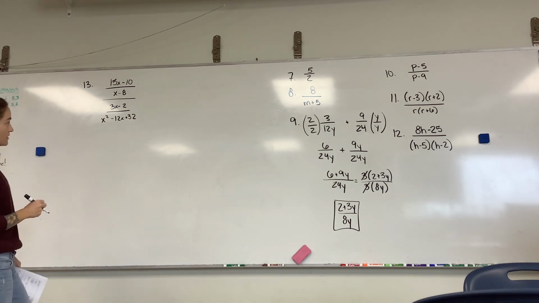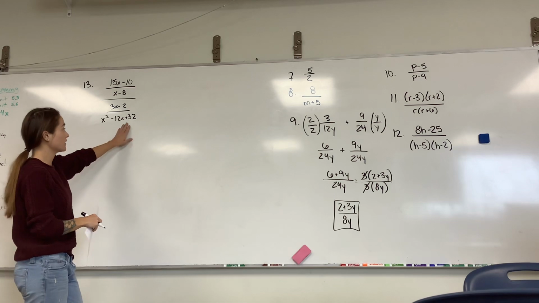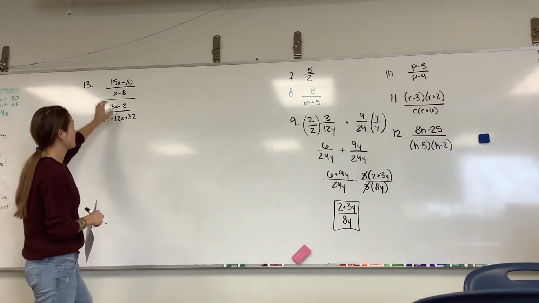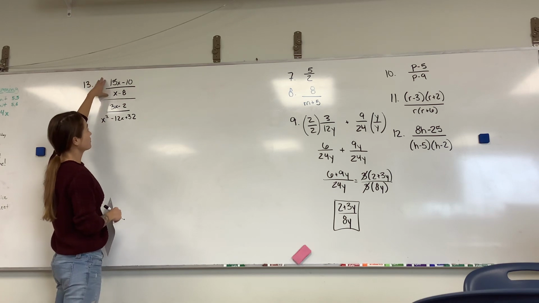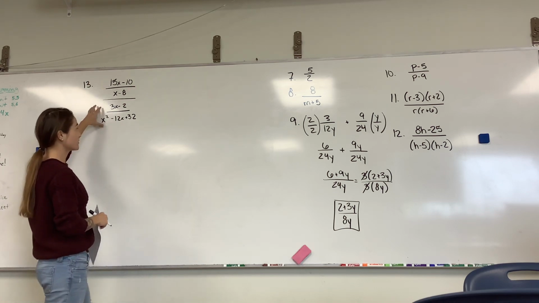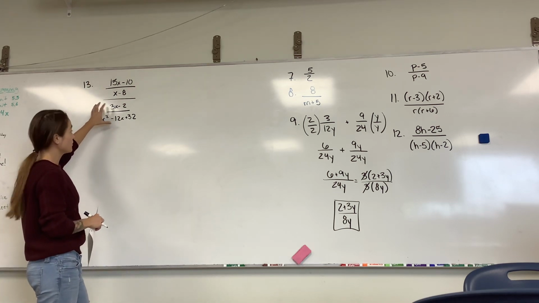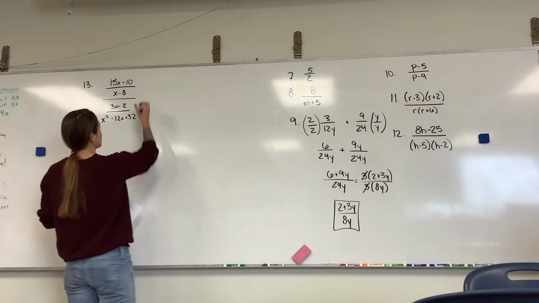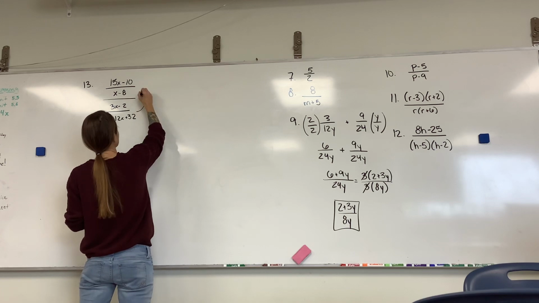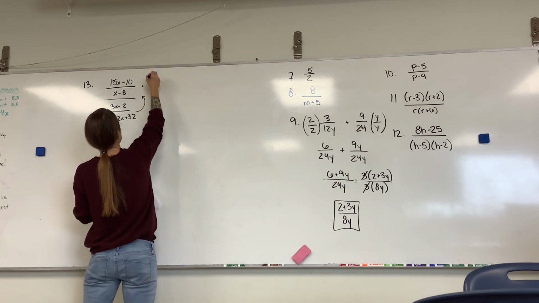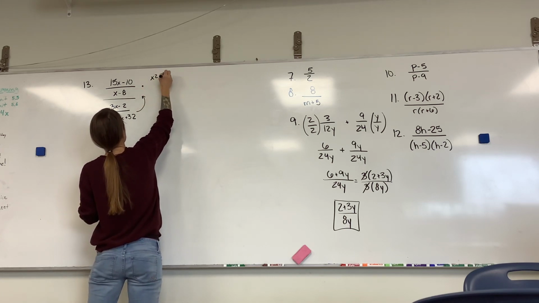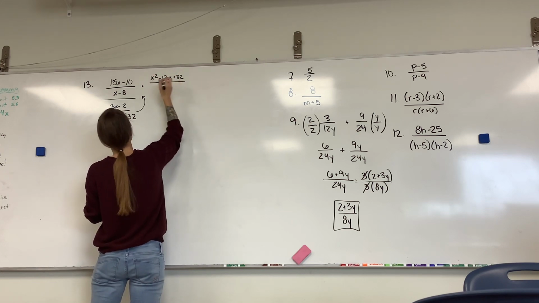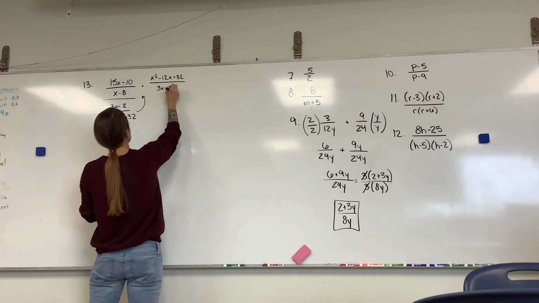Now remember, for these we went into why you're allowed to do this when we first did this lecture, but for a review, remember, if you have a single rational expression over another single rational expression, you're allowed to take the bottom and multiply by its reciprocal on the top. So this will become times x squared minus 12x plus 32 over 3x minus 2.